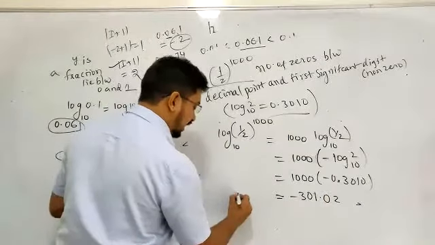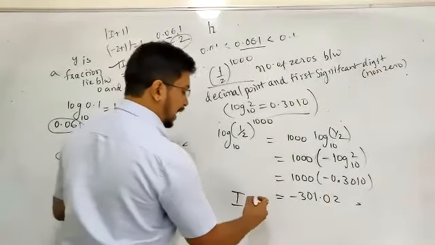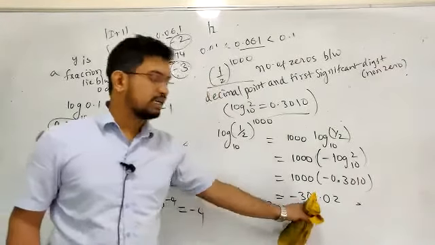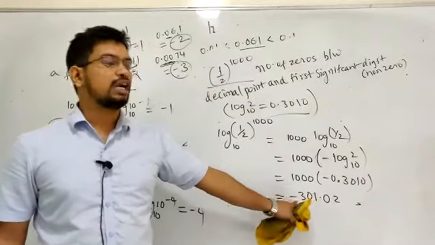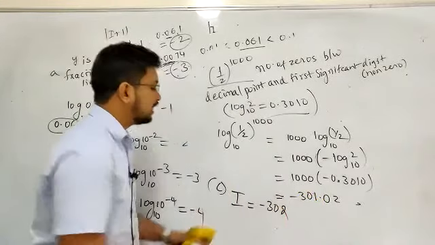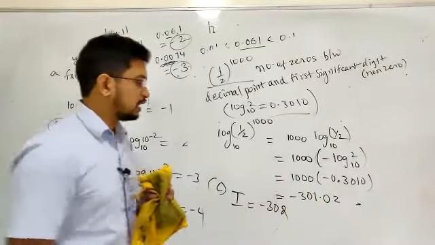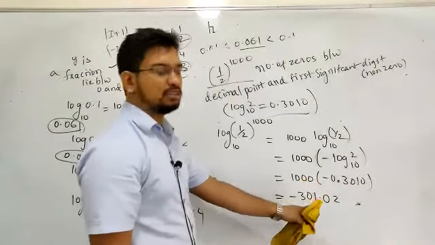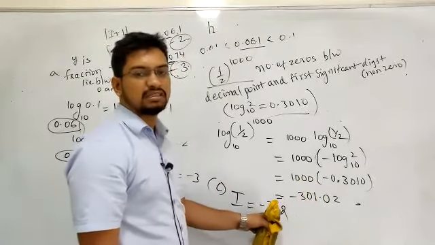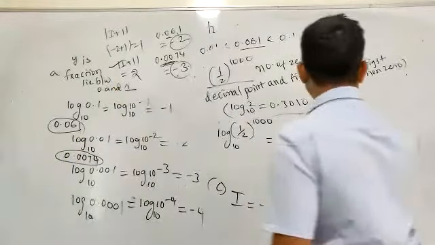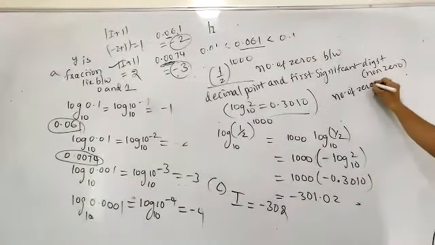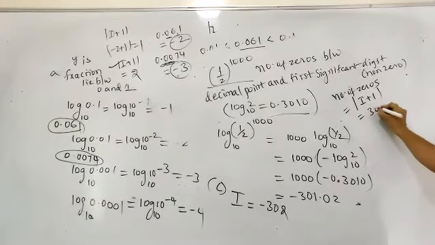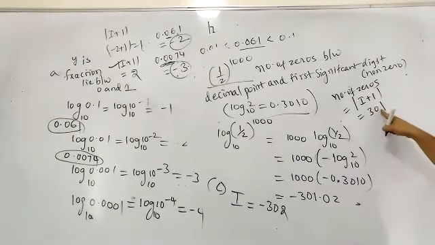So what is the integer part here? The integer part is minus 302. Already we have seen that. So the characteristic here is minus 302, because the fractional part has to be positive. So number of zeros will be mod of I plus 1, that is mod of minus 302 plus 1, that is 301.